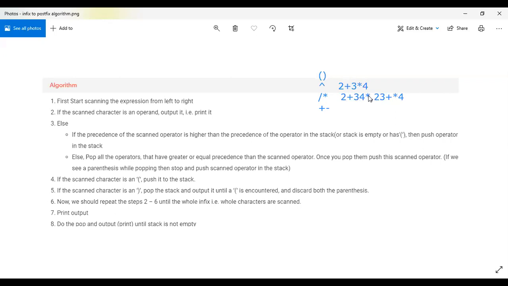If the operator star has less preference than plus, it is vice versa. That is something like 2 star 3 plus 4. So what will I do? I will push star onto the stack. Next, when I scan plus, I will compare star and plus.